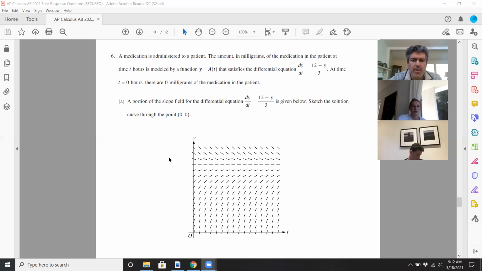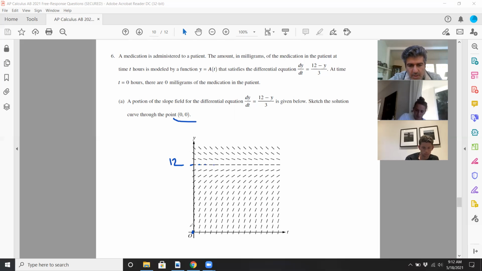Okay, so they give you a differential equation, and they tell you that the initial condition, we have 0 hours, 0 milligrams. Fine. First, they want you to draw how the curve would look past (0, 0). So really what you want to do is follow the contours of the graph. If you so desire, you could plug in, say, what if y is 1? And by the way, you see how you have horizontal tangents here? That's definitely happening at y equals 12.